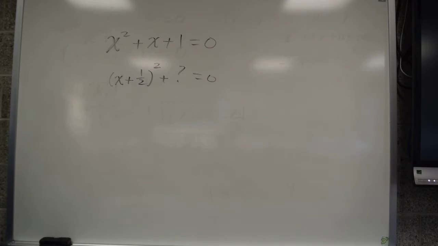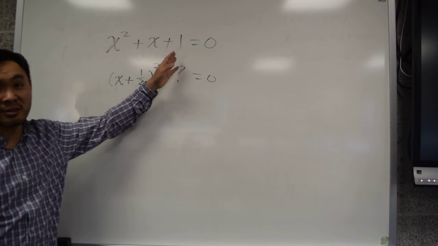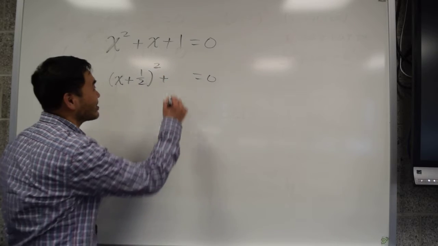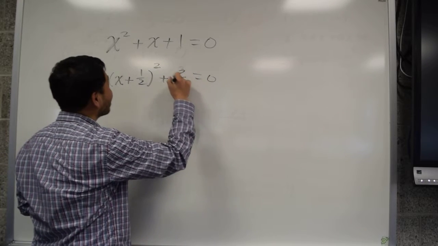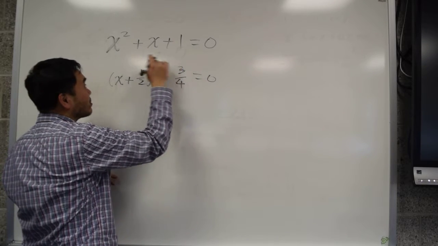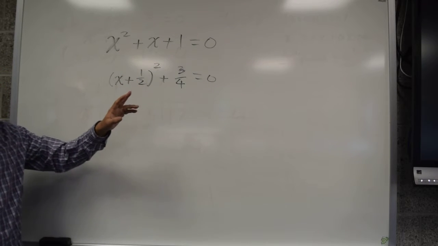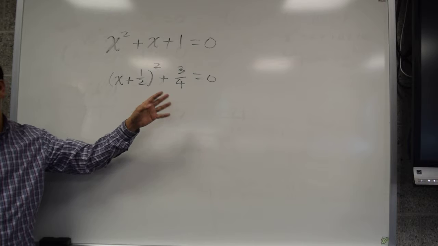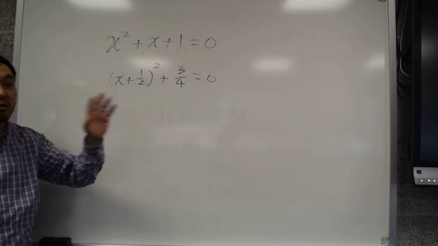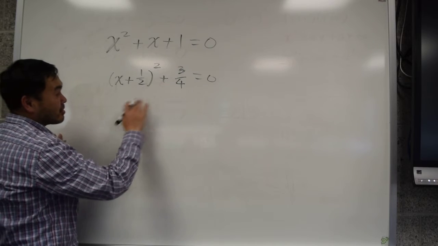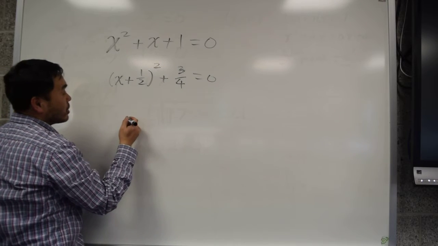Well, 1/2 squared is 1/4, right? 1/4 plus what gives you 1? 3/4. Okay, so it's 3/4. Kind of sucks if it's not an even number. So when this is not an even number, you could still do it this way, but it's a little more challenging. So let me show you another way right after this. But just to demonstrate that this can still be done, let me show you.